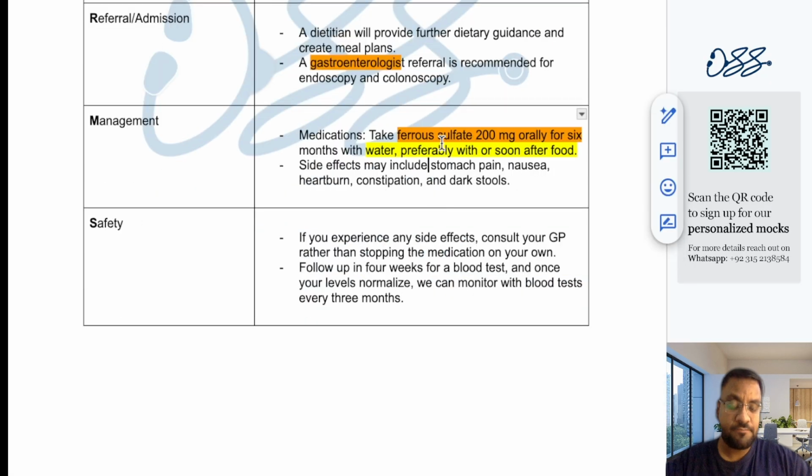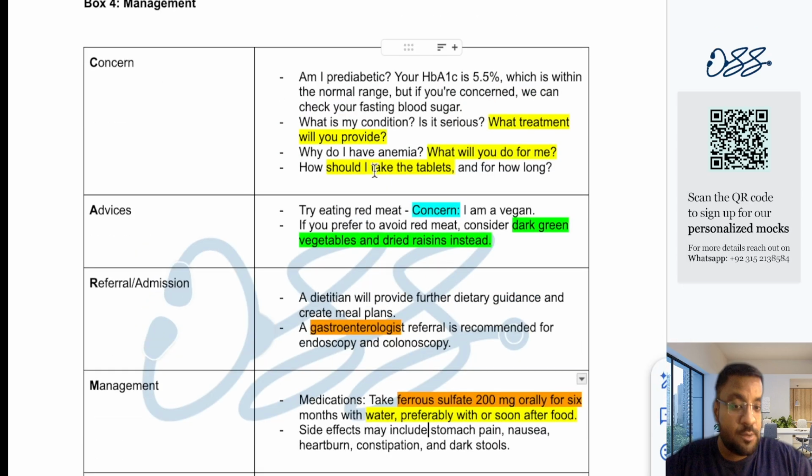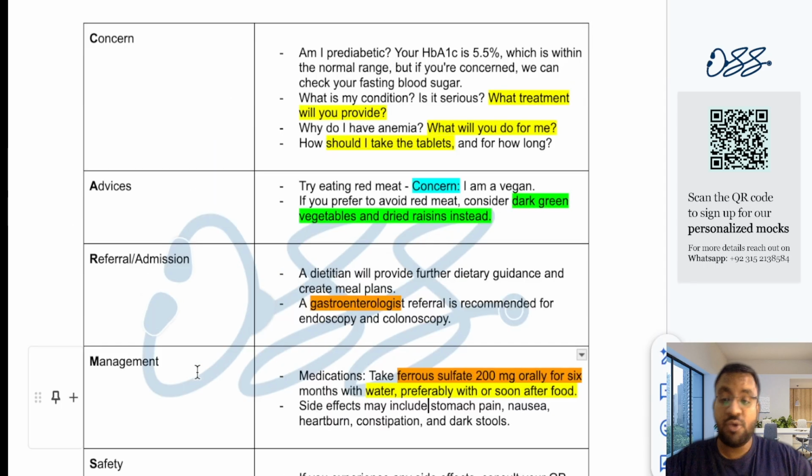Then the patient may drop another concern: doctor, what are the side effects? The side effects may include stomach pain, nausea, some heartburn, and dark stools as well. So make sure that you are ready to address all the concerns of the patient, and they may pop up anywhere. The CARMS is basically just to give you an idea of the important things that you need to cover.